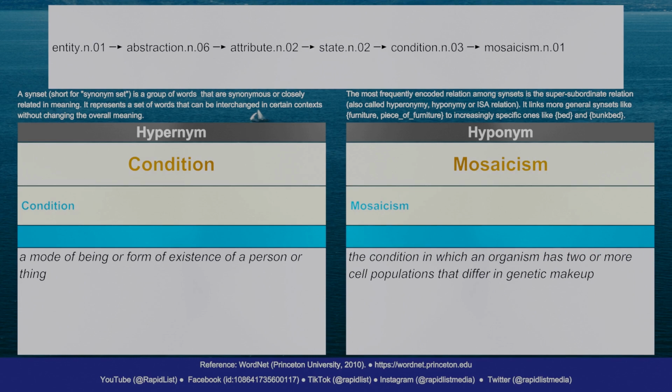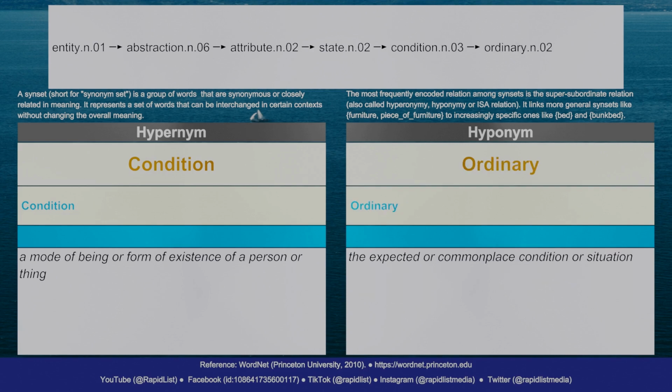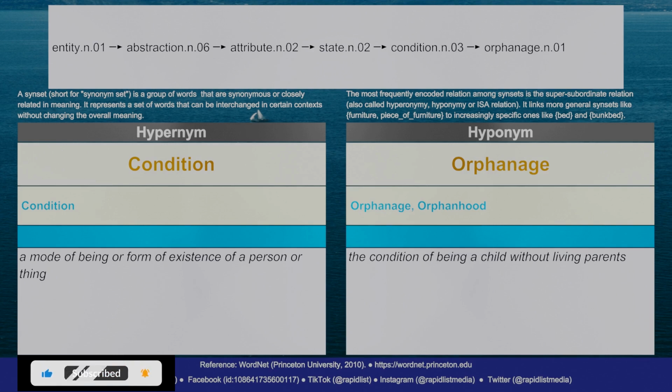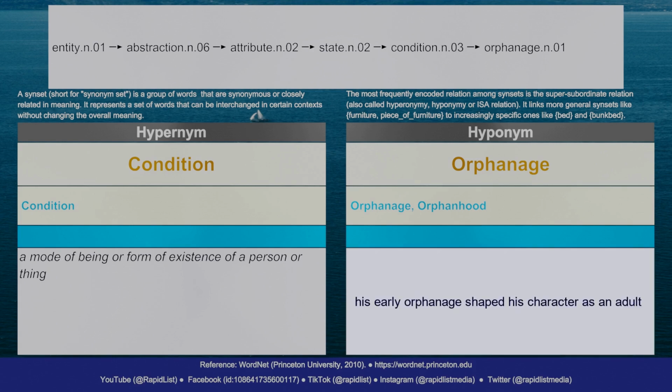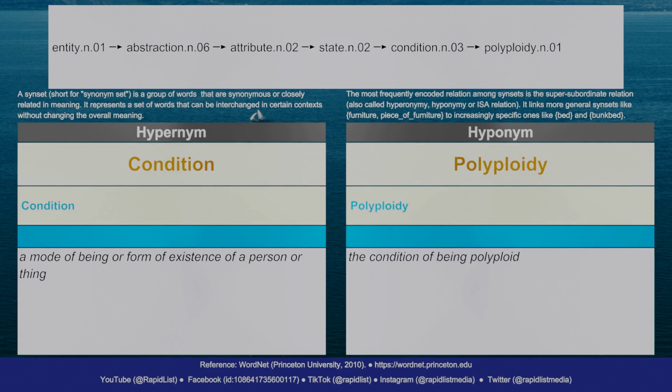Mosaicism. The condition in which an organism has two or more cell populations that differ in genetic makeup. Ordinary. The expected or commonplace condition or situation. Not out of the ordinary. Orphanage. The condition of being a child without living parents. His early orphanage shaped his character as an adult. Polyploidy. The condition of being polyploid.